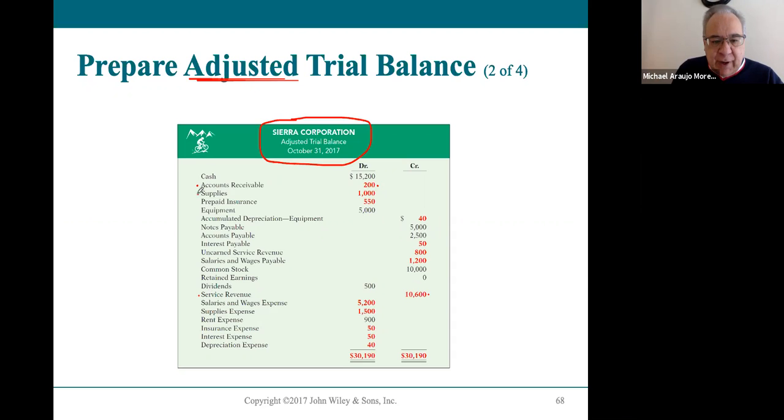Look at the next account that had a red number, which means the number changed after the adjustment process. Supplies balance is now a $1,000 debit balance. Well, why? Because from learning objective 2, you know we adjusted supplies. How? We had a supplies expense debit and a supplies credit that lowered the balance of supplies and increased our supplies expense. So notice supplies expense is also in red, because it went through the adjustment process. That's a prepaid expense. Learning objective 2, we adjust supplies.